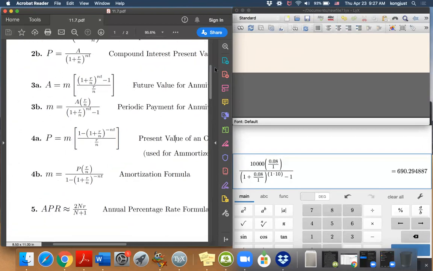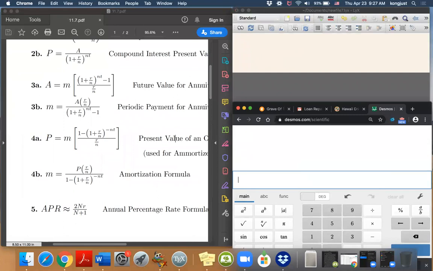Right. Number 4B, yeah, we're looking at how to find the monthly payment. So it's going to be M is equal to P times R over N, over 1 minus 1 plus R over N, to the negative NT.